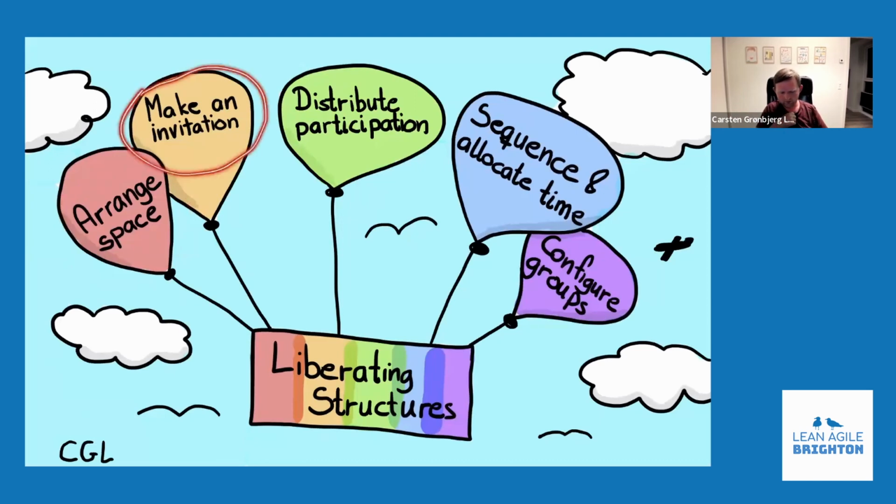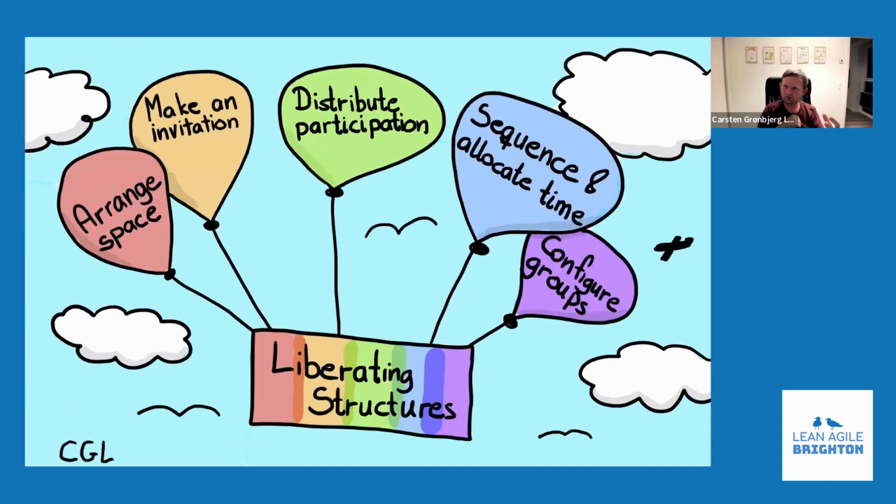Then it's how do we make an invitation so we are not forcing people to contribute. We are inviting them to contribute. And making an invitation, that's one of the most important things in liberating structures. It is to create a good invitation for collaboration. So when we prepare a session with liberating structures, that is where I spend most of the time. It is to refine the invitation, to make it open enough to give people enough space, but also to be narrow enough, so to say, that we somewhat run in the same direction.